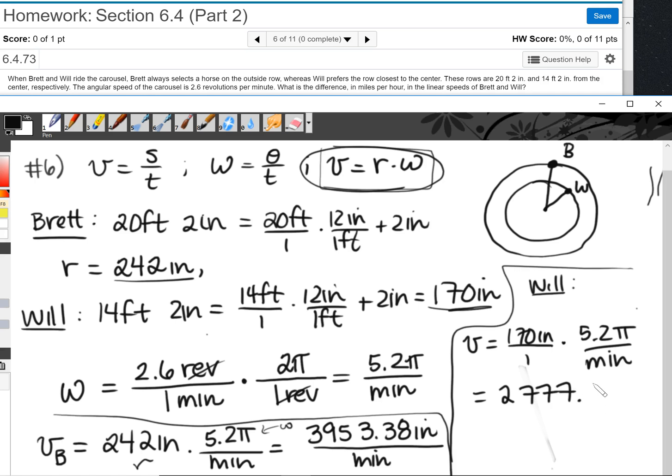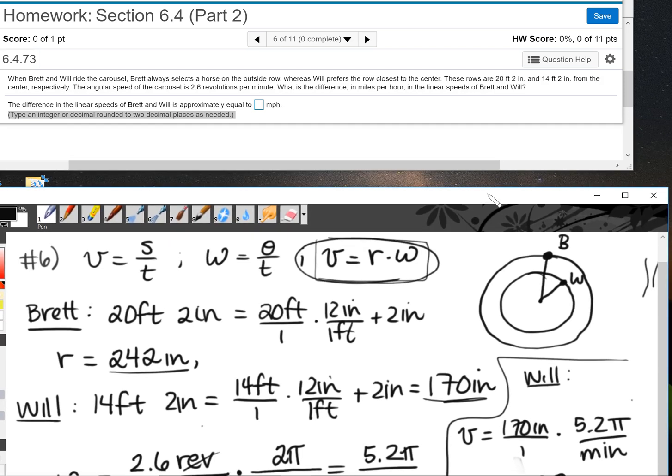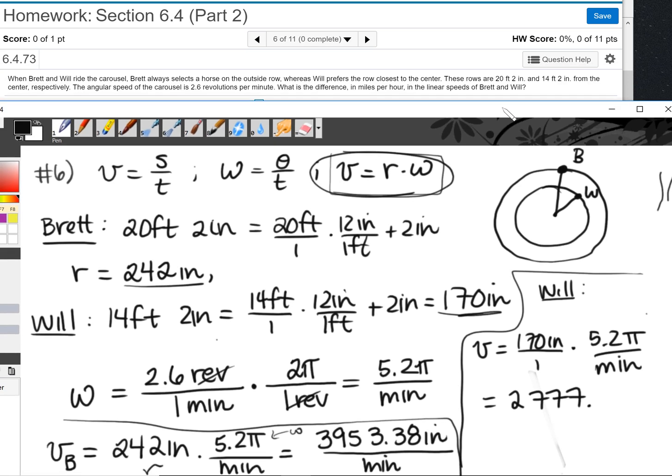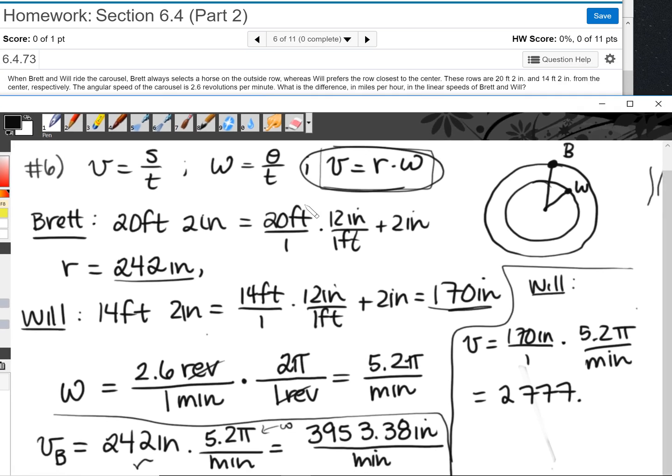2,777. What did they ask you to round to here? Integer or decimal, rounded to 2 decimal places. If I'm going to be changing this to miles per hour, I'm actually going to go out a little bit further. So I'm going to do 2,777.168. And here this was 0.380, so I think we're going to be all right with that. Now this is inches per minute, and let's take the difference of those.